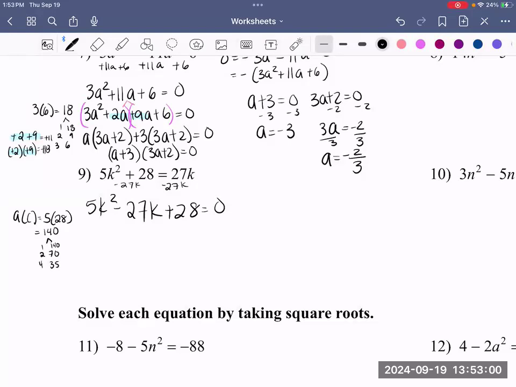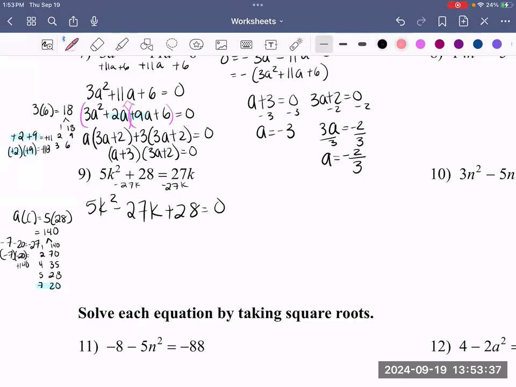Let's see, 140 divided by 5 is 28. 140 divided by 6 here. No, 140 divided by 7. So 7 and 20. And once we find it, then we can finish it up. So we can say 7 and 20, as long as negative 7 minus 20 is equal to negative 27. And when we multiply those factors back together, we get a positive 140.